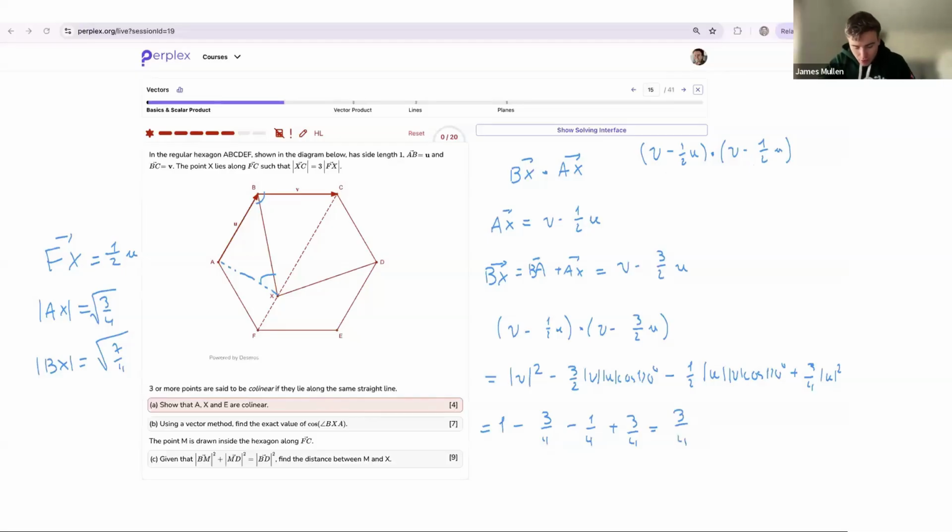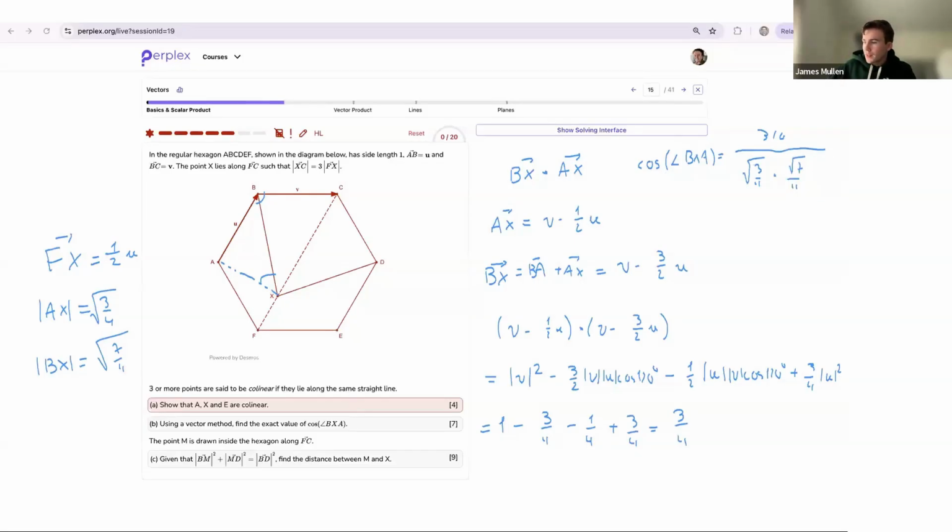Nice. And now that I know that, I'm going to come up here and we're going to say that the cosine of the angle BXA is equal to that scalar product, so 3 over 4 divided by the product of the magnitudes. So it's going to be the square root of 3 over 4 times the square root of 7 over 4.